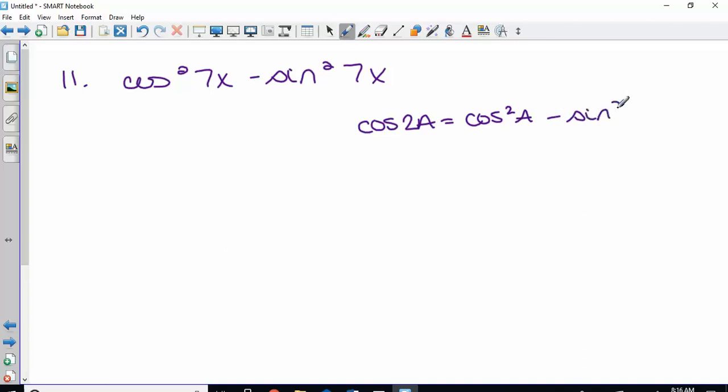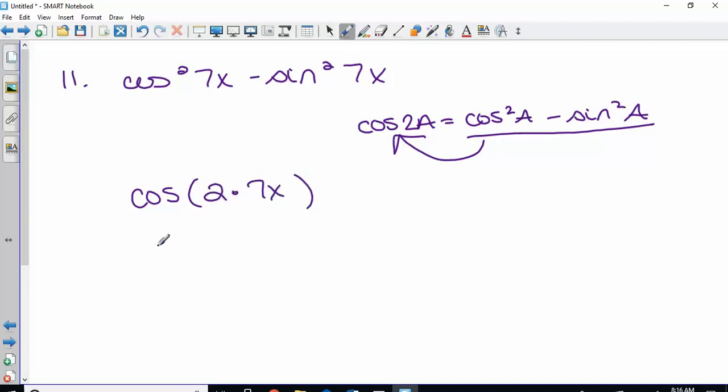We have a formula that says cosine 2a equals cosine squared a minus sine squared a. We have this side of it, so we have to give the other side. So that's the cosine of 2 times, what's my a? 7x. So 2 times 7x is 14x. And since it's not a number, we can't evaluate it, that's as far as we go. So just recognizing those formulas there.